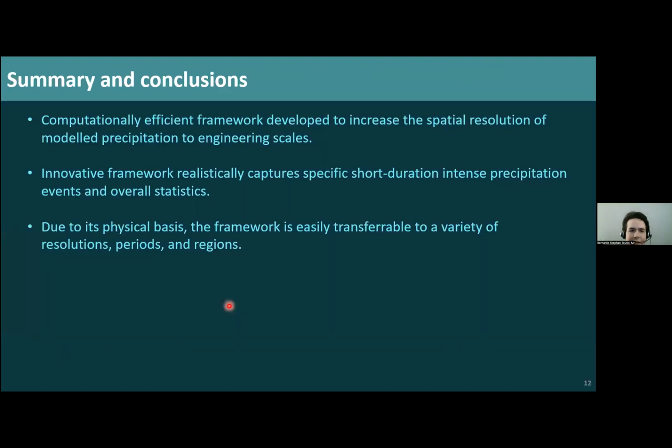So in summary, the framework that we developed can increase the spatial resolution of model precipitation to engineering scale. It realistically captures specific events and overall statistics. And because it's physically based, this framework can be easily transferred to a variety of resolutions, periods, and regions. Thank you.